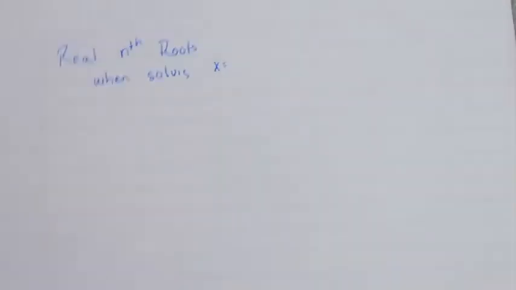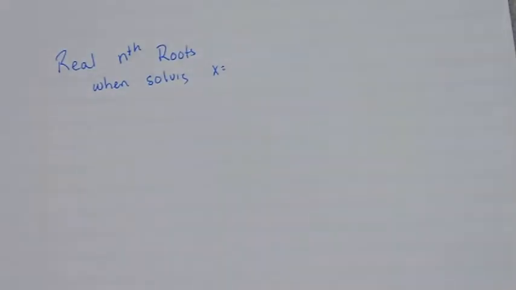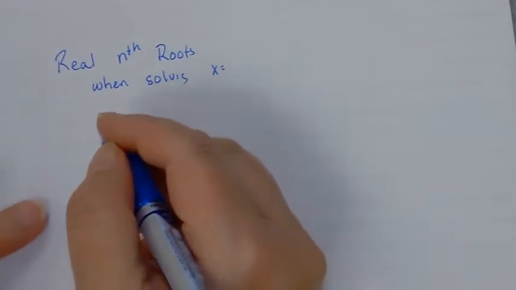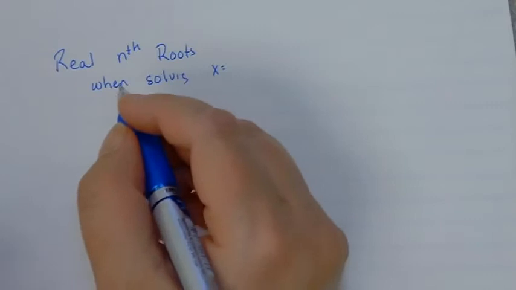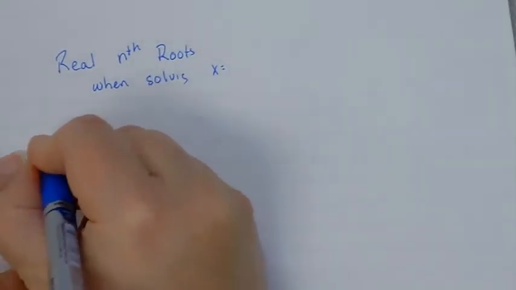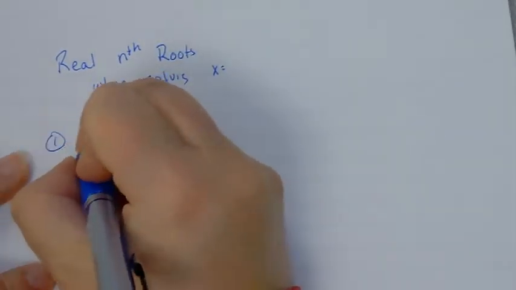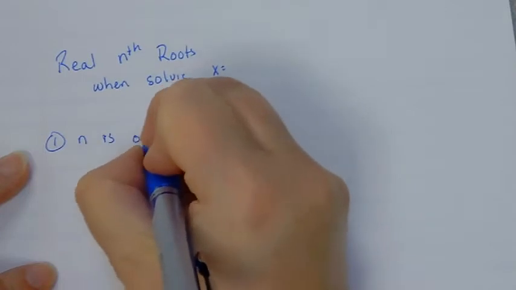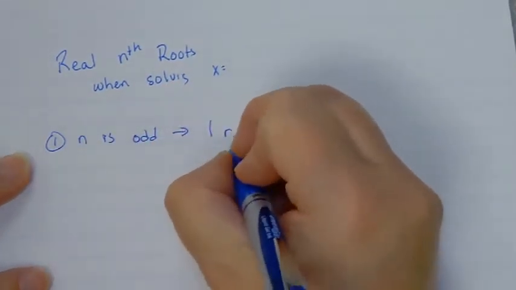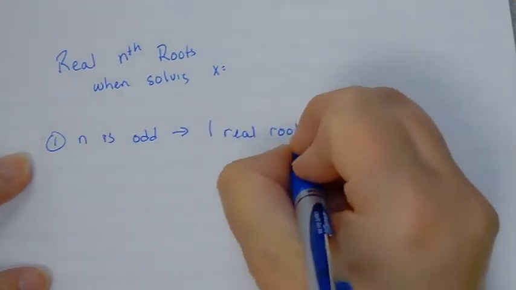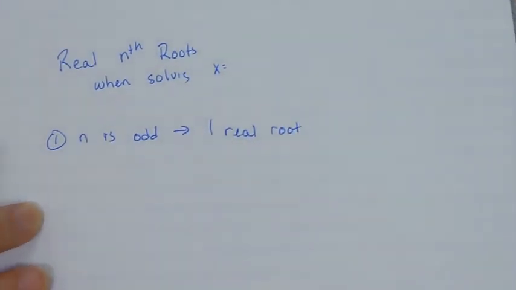Yeah, we've been talking about solving in the quadratics unit. Let's go back and take a look at this. Even though you already know this one, let's talk about what happens when you have an nth root and you're solving for x. First of all, if n is odd, you're going to have one real root. Let me show you what I mean by that.